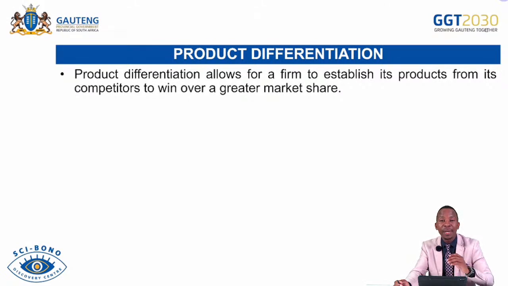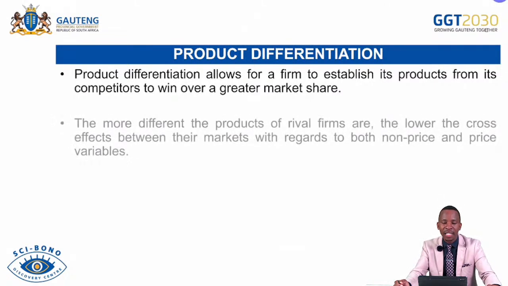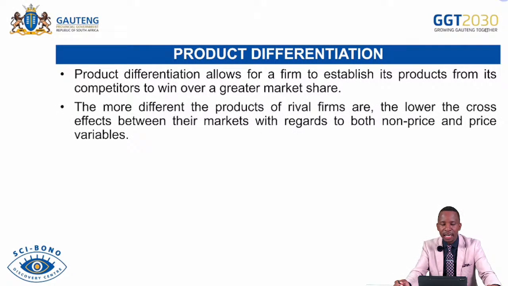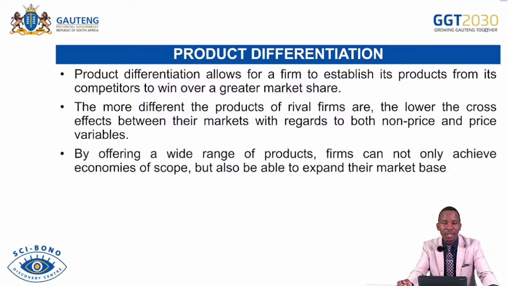They can appear the same in appearance. However, if you come closer or make use of them, they are not the same. However, they might be perfect substitutes for one another. The more different the products are of rival firms, the lower the cross effect between their markets with regard to both price and non-price variables. So in this case, if firms have very different products, if those products differ the most, they are not simply similar, those firms can compete without even using the price, because that's a strategy.